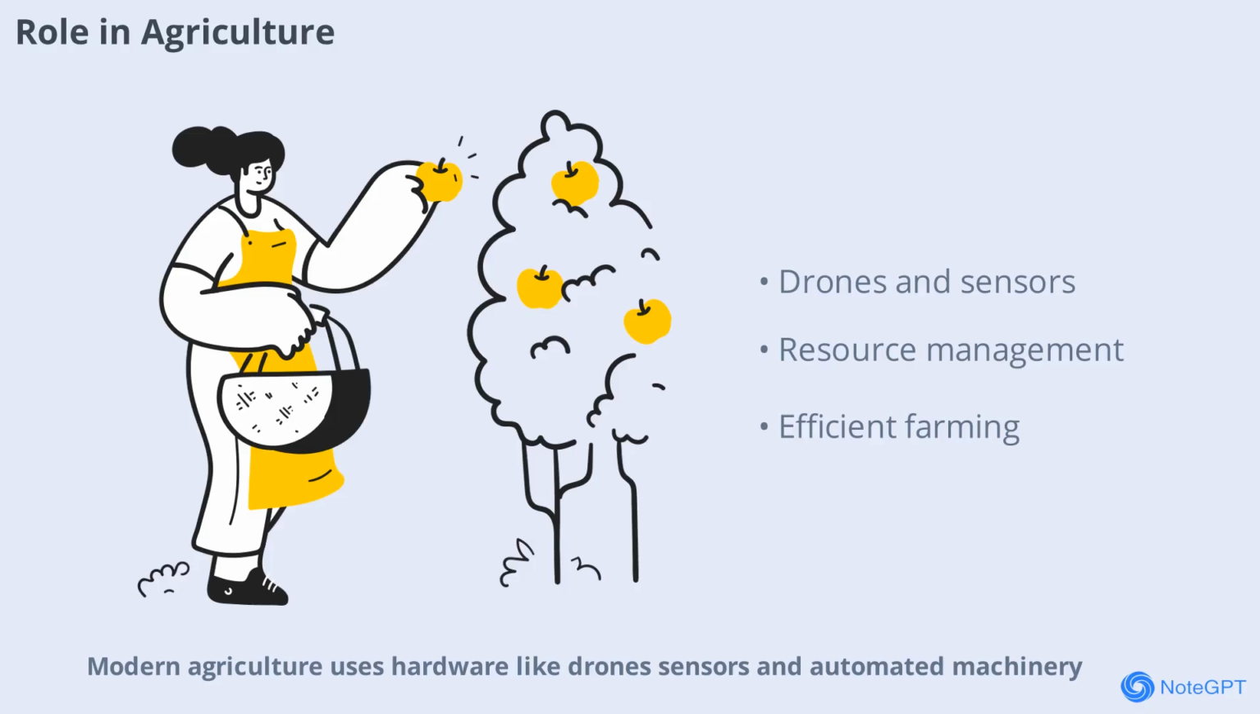Modern agriculture uses hardware like drones, sensors, and automated machinery, along with software for monitoring crops, managing resources, and analyzing data. This technology helps farmers increase yields, reduce waste, and operate more efficiently.